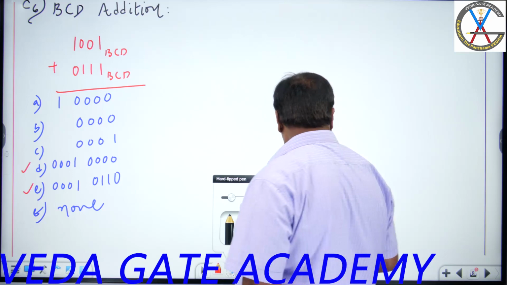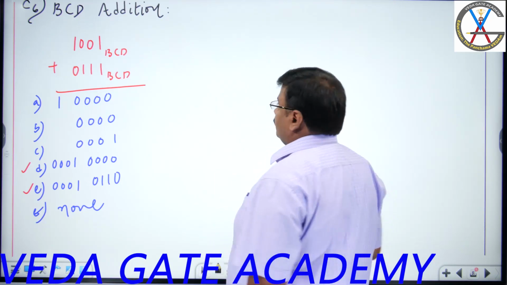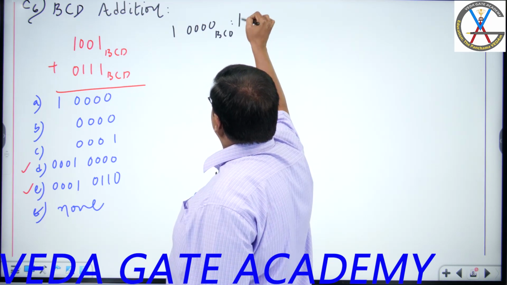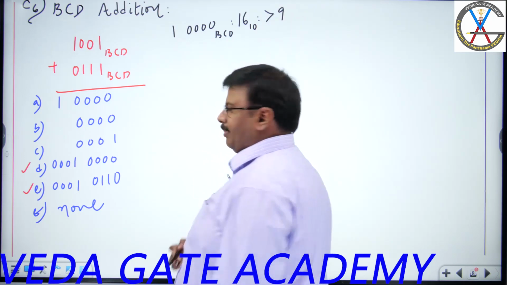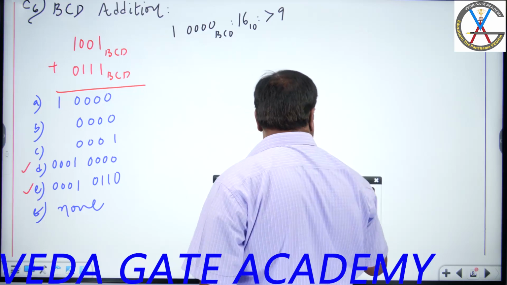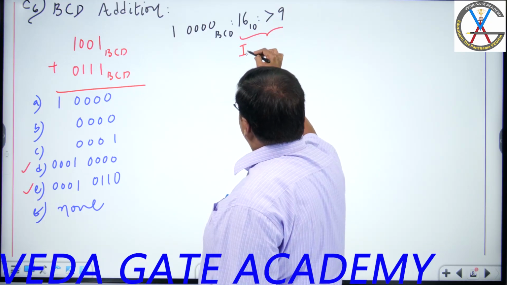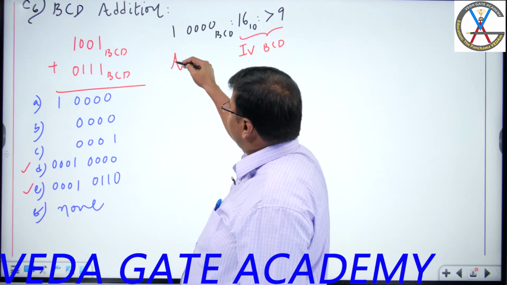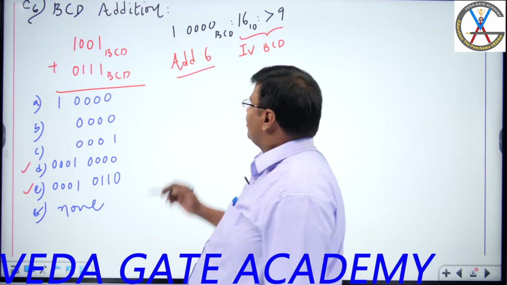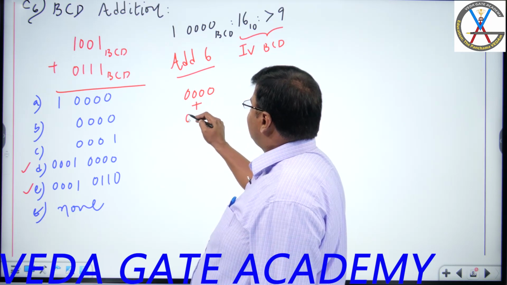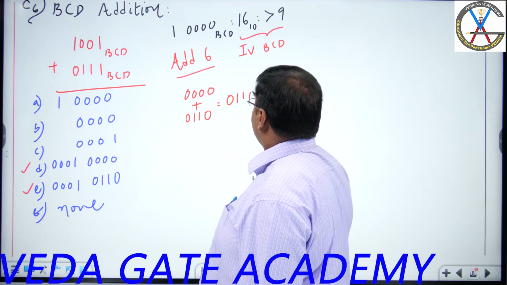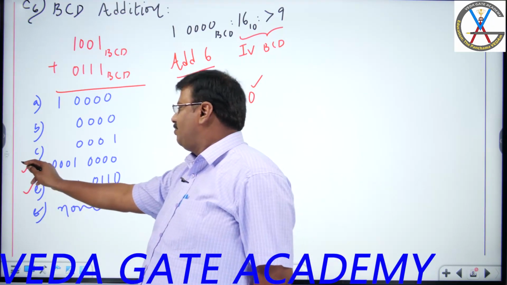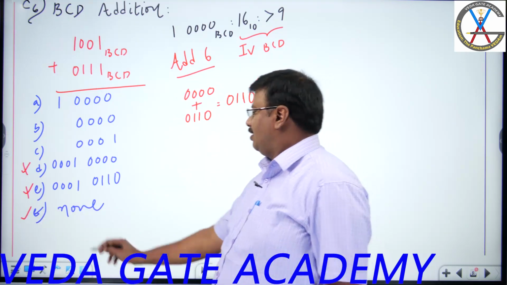Nine plus seven, 16. The answer appeared. Is it not greater than 9? Yes, it is. Greater than 9 and BCD is invalid. Invalid BCD. Whenever BCD is invalid, we have to add 6. Add 6. So hence, 0 plus 6 is equal to 6, the right answer. Neither 16 nor 10. Just 6 is the right answer. So D wrong, E wrong, none is the correct answer. And the right answer is only 6.